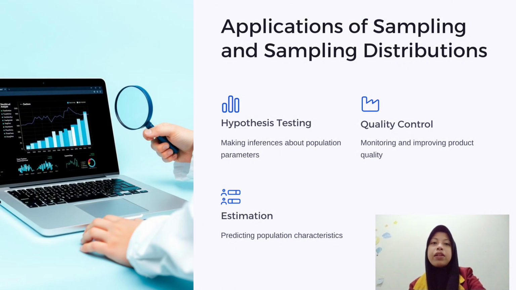The last is estimation of population parameters. Sampling distribution helps construct confident inferences about unknown population parameters. The example is estimating the average income in a city based on a sample survey.